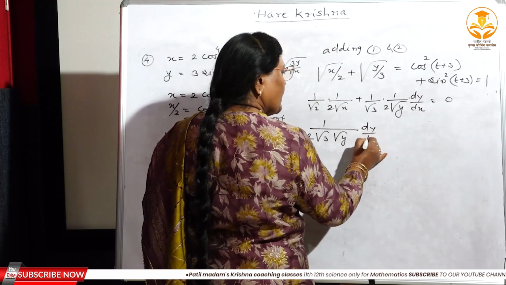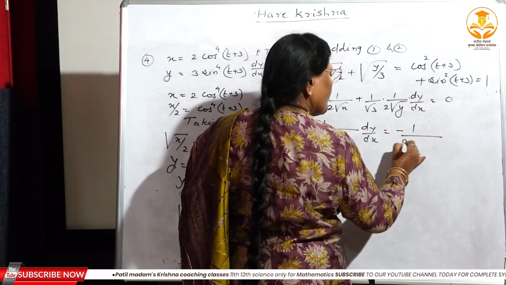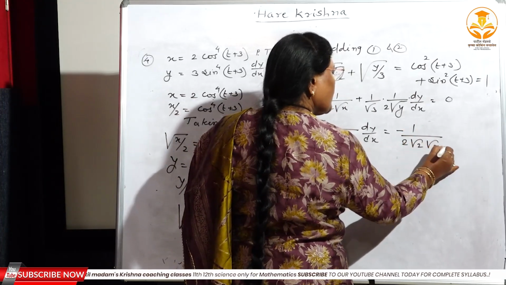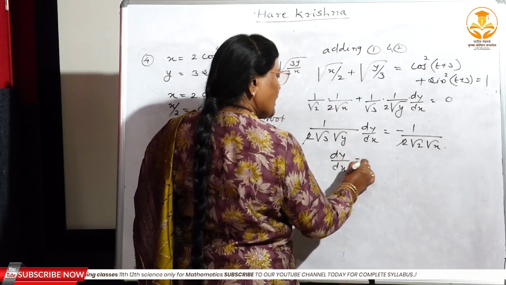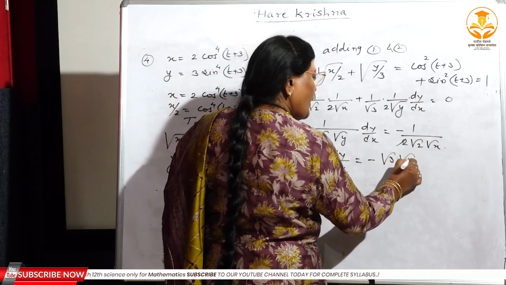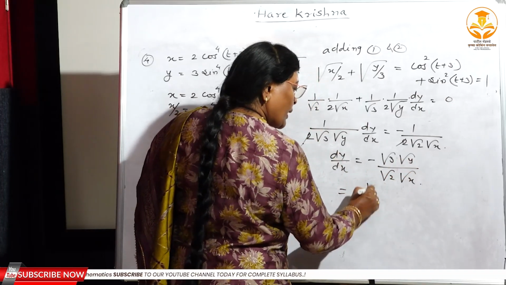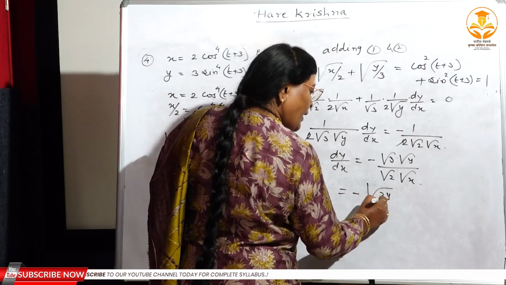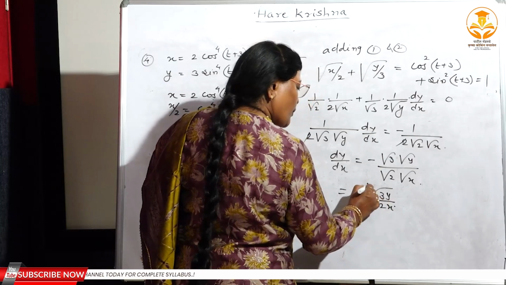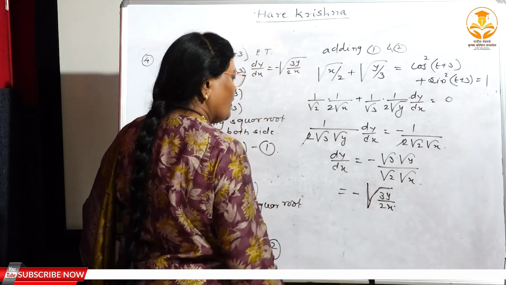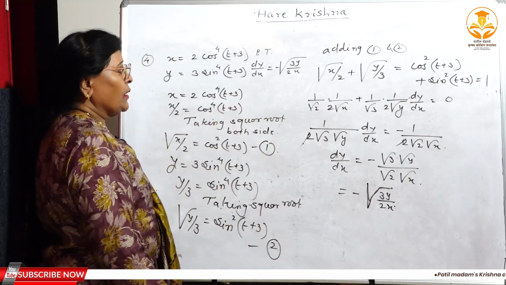Therefore here you can write this as, this is 2, this is root 3, this is root y into dy by dx, and transfer this term to that side, minus 1 upon 2 root x, isn't it? Again 2 gets cancelled, dy divided by dx is equal to minus root 3 root y divided by root 2 root x. Now you can take this in one root, that is the root of minus 3y divided by 2x. This is the result we have got.